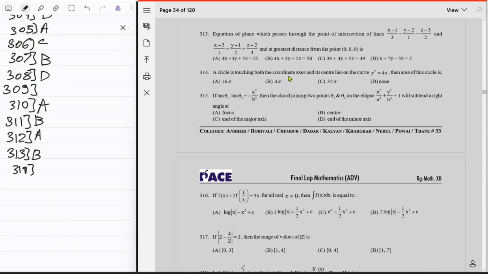A circle is touching both the coordinate axes and its center lies on the curve y equal to 4x. The area of the circle is... एक सर्कल दोनों कोऑर्डिनेट एक्सिस को टच कर रहा है, its center lies on this curve, then the area of this circle is... अच्छा, wait. दोनों कोऑर्डिनेट एक्सिस को टच कर रहा है, that means it's on the y equal to x line or y equal to negative x.